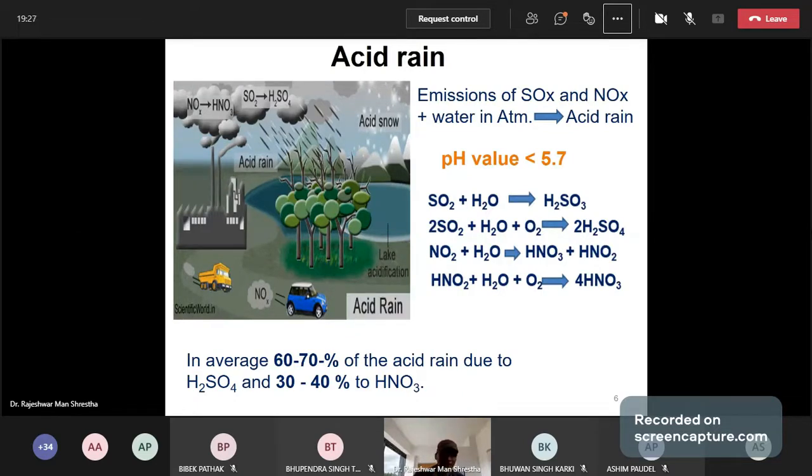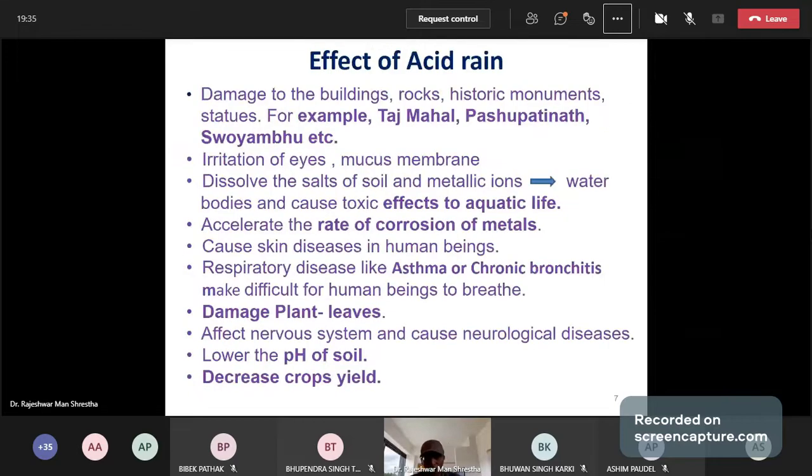And acid rain effects. Acid rain has adverse effects on human beings, non-living things, and plants also. It will damage buildings, rocks, historic monuments, and statues, like the Taj Mahal and Kushal temple, which have been damaged by acid rain slowly. In humans, it irritates the eyes and mucous membrane, and it will dissolve salts of soil, and metallic ions will pass into water. When metallic ions are present in water, there is difficulty for aquatic life.